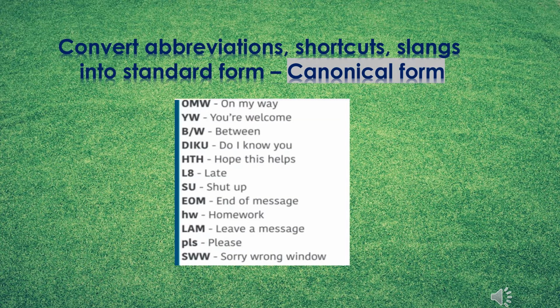Before we begin, let us convert the abbreviations, shortcuts, and slangs into a standard form. We call it the canonical form. Like we usually write in our chat messages and use in our language orally, those must be converted into a standard format that is called the canonical form. Examples: oh, on my way, you are welcome, by the way, do I know you, hope this helps, late, shut up, end of message, homework, leave a message, please, sorry, wrong window. All these must be converted into a canonical form.